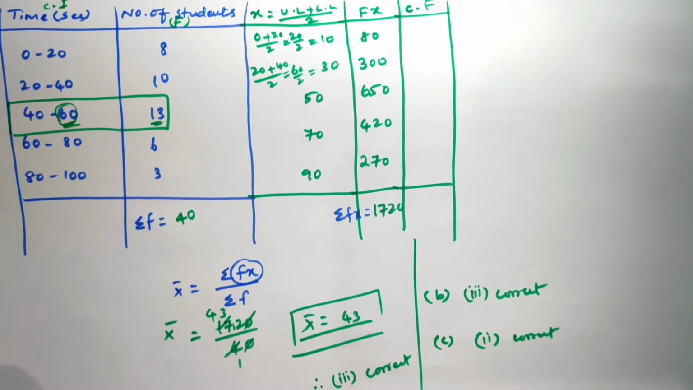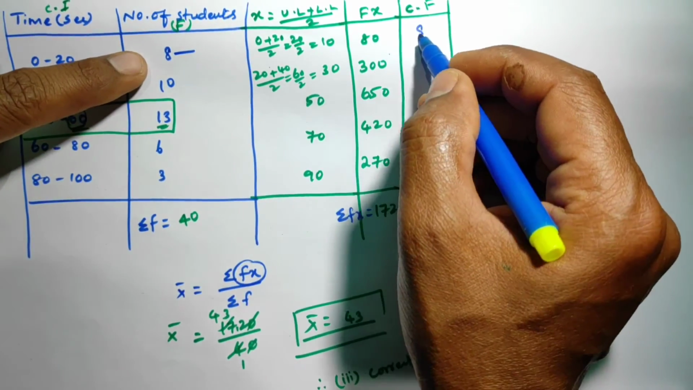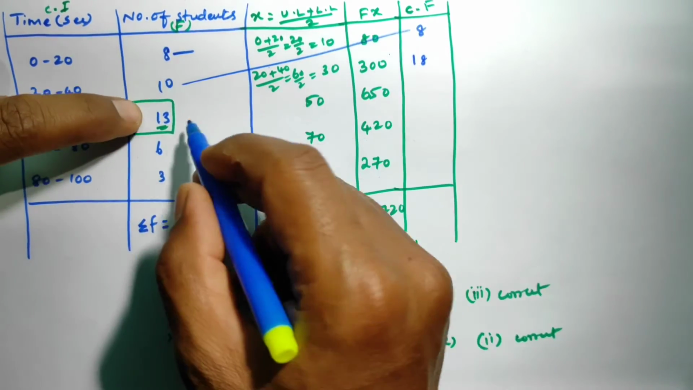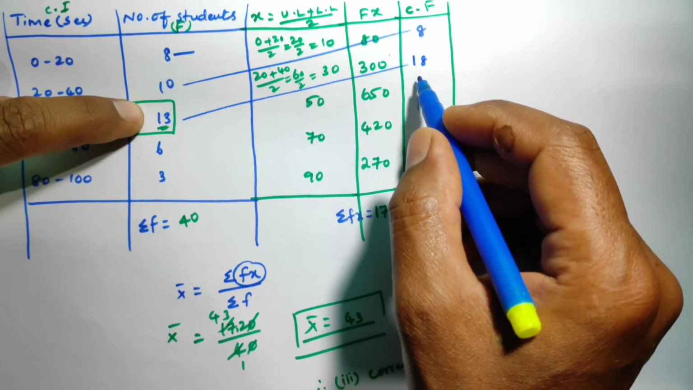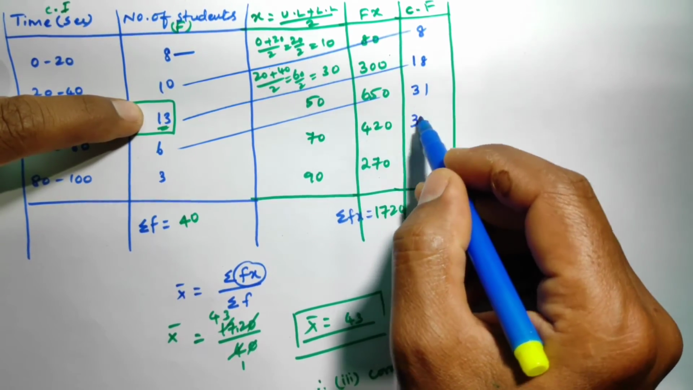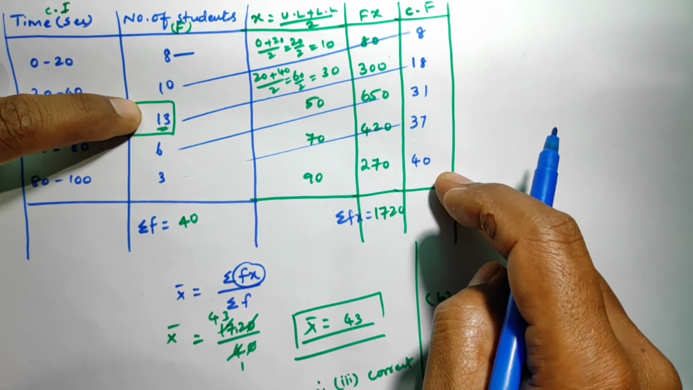How do we find the cumulative frequency? It's a repeated addition. The first number we take directly, and then cross addition. This 10 and 8 is 18. Then 13 and 18 is 31. Then 37. Then you will get 40. So this is the cumulative frequency.